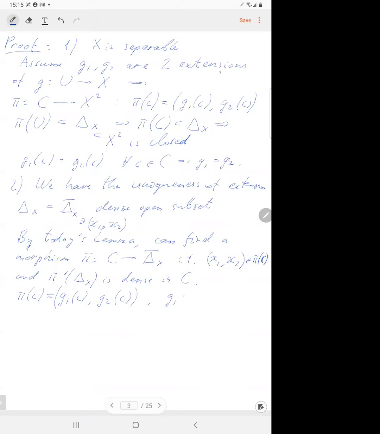And we know that G1 restricted to this open set U is equal to G2 restricted to the open set U. And so by the uniqueness assumption, we must have G1 equals G2, and hence the image of the curve lies in the diagonal, and in particular, the point we start with, x1, x2, lies in the diagonal, and hence the diagonal is really closed.